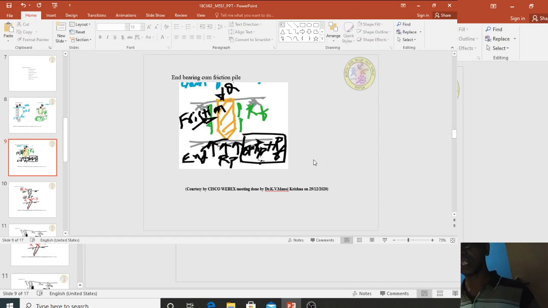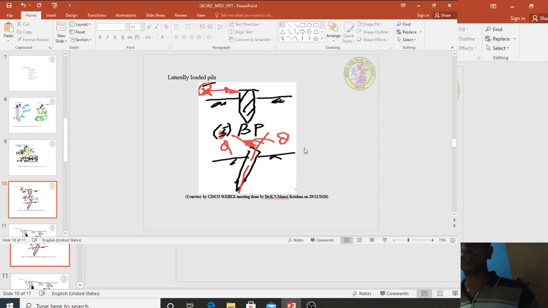If that is the case, Q ultimate is equal to RP, that is the resistance from the pile pointed end, plus RF, the resistance from the frictional component, the circumference of that pile. So Q ultimate is equal to RF plus RP.